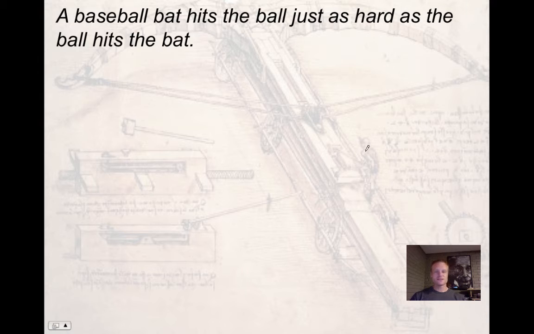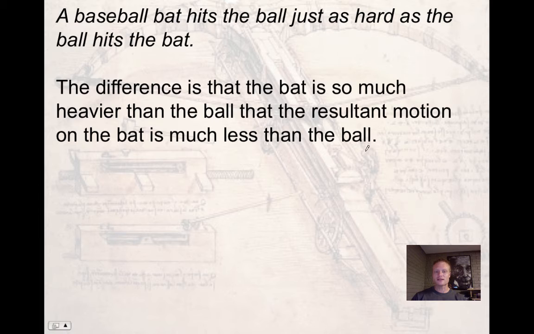So just some examples here. A baseball bat hits a baseball just as hard as the ball hits the bat. If you're swinging a baseball bat and you hit a baseball with, I'm just making something up, let's say 10 newtons of force, the ball is going to hit your bat with 10 newtons of force. Well, you may say that doesn't make sense. The ball goes so much further than the bat does.